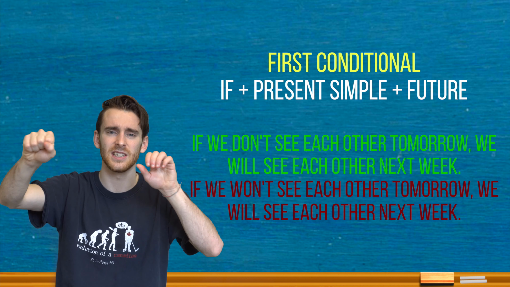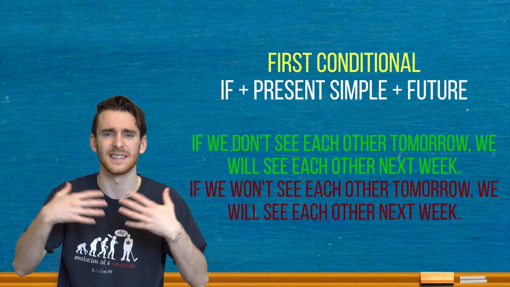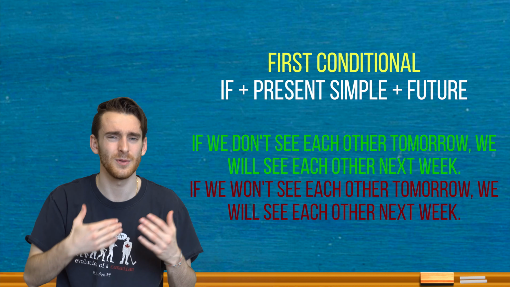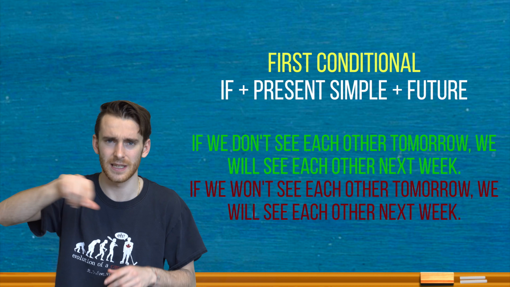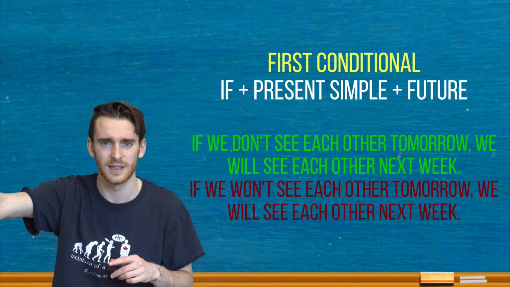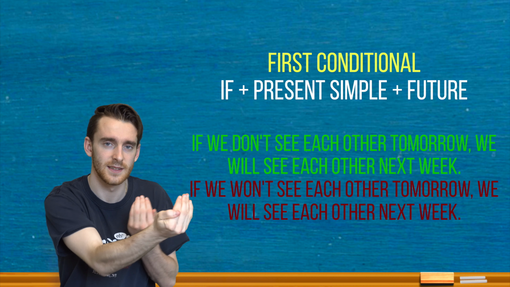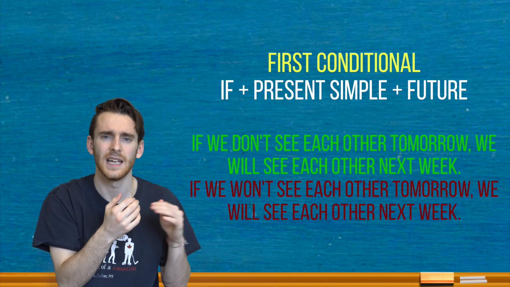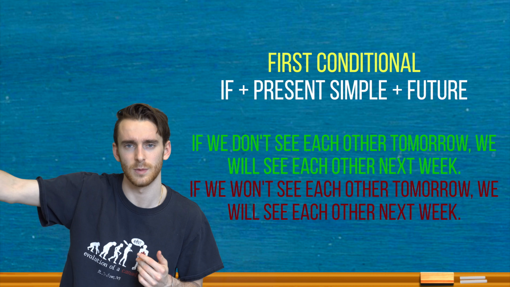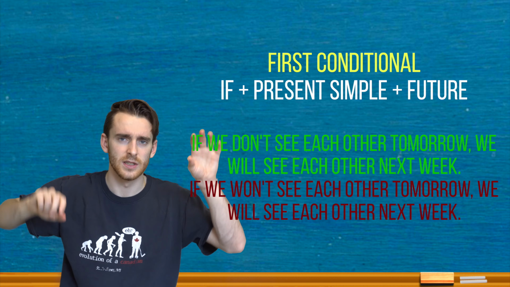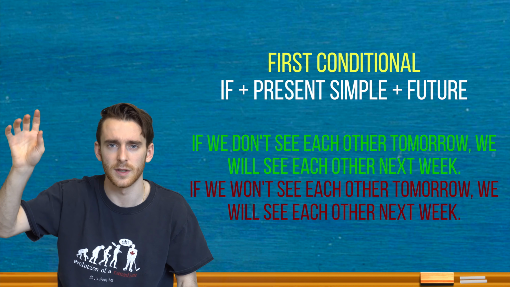So it's a condition, that's a reality, that's likely. So if we don't see each other tomorrow, don't worry about it. We'll see each other next week. If we don't see, each other means us. If we don't see each other tomorrow, we will see each other next week. We will see, with will. Don't see, present, right? So if plus present plus will.